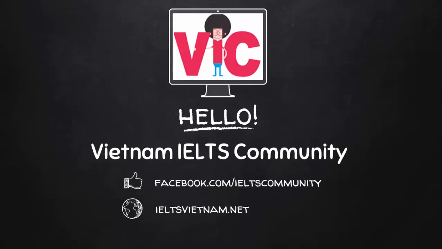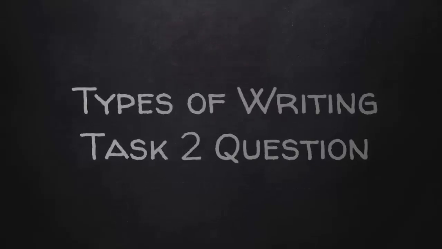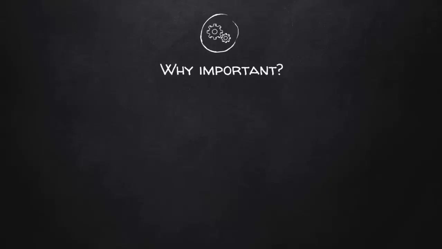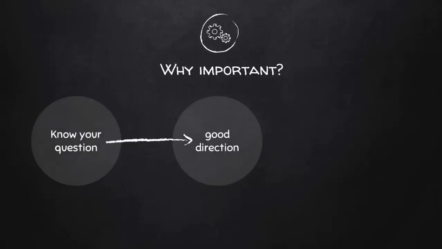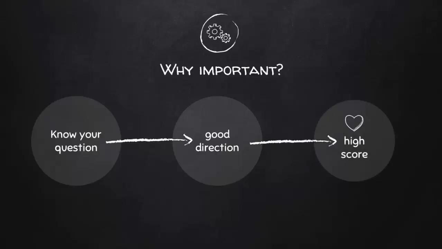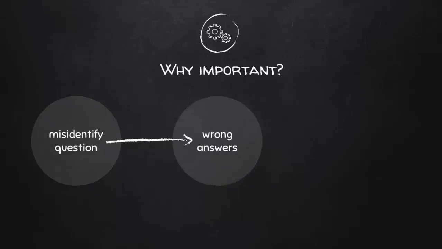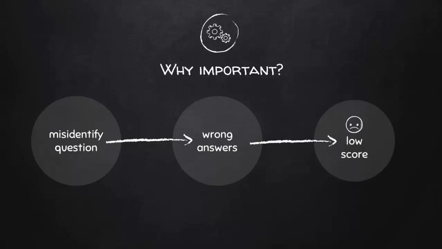You're watching the video series on helping you to achieve your desired writing band score. In this video, we're going to show you how to identify the types of question in IELTS Writing Test 2. Knowing the exact type of question is a very important step before you start writing your essay, because it will help you to have a better direction as to what to write and what not to write in the essay. If you misidentify the question type and write the wrong answers, you will fail to fulfill the task achievement criteria and won't be able to score high.